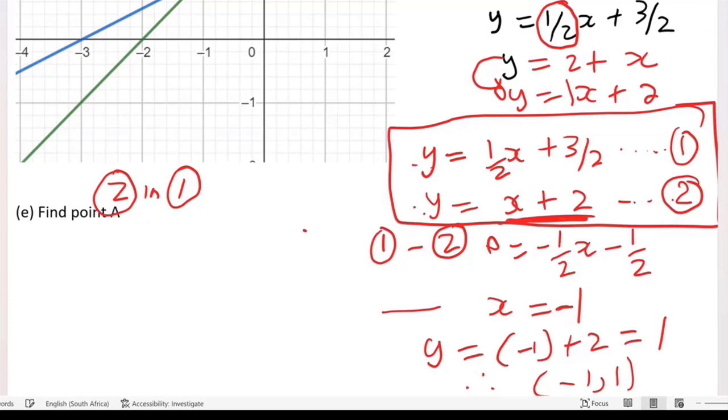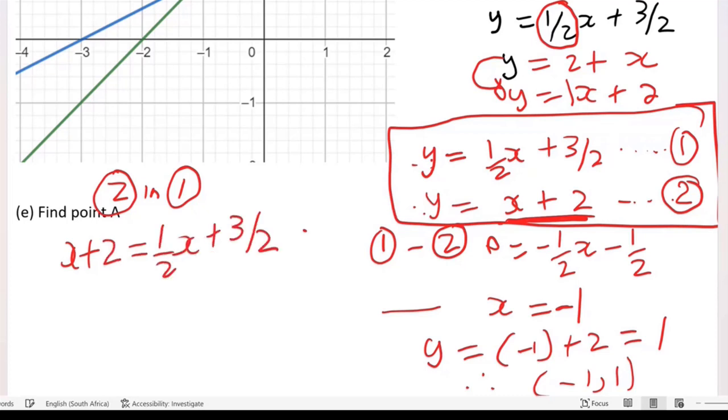It's saying wherever you see a y in 1, substitute the value of y, which is x plus 2. Okay, so now I'm doing that. So I'm substituting my y, this value, into this y. So I'm going to have my x plus 2, which is equal to half x plus 3 over 2.